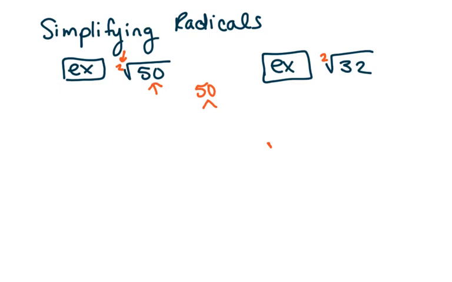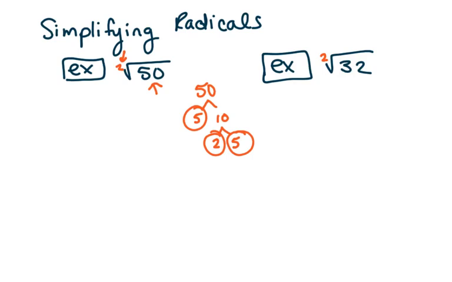So 50, I could use 2 and 25. I could use 5 and 10. It doesn't matter. You'll end up with the same thing in the end. So just pick one, whatever you see first. So I like 5 and 10. Okay, 5 is a prime number, so I'm going to go ahead and circle it. But 10 I can break down a little bit further. So 2 times 5. 2 is a prime number, and 5 is a prime number.